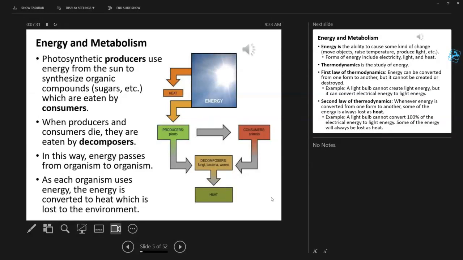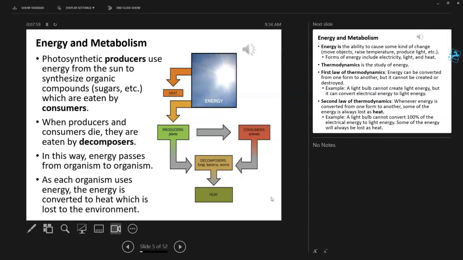And so this returns the atoms and molecules to the soil, which is taken up by the next generation of plants. Start this all over. So we say that the plants use energy, being alive, animals like us, we use energy, but energy doesn't disappear as we use it. It's just converted into a different kind of energy.